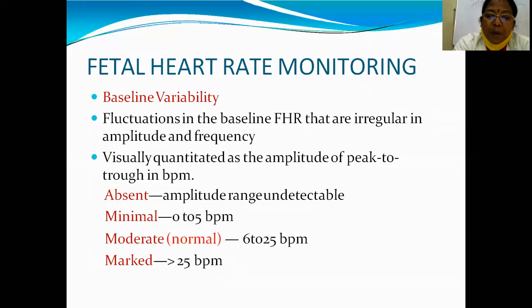Then baseline variability. When we are auscultating with the Doppler or stethoscope, we don't see the same heart rate all the time. It keeps changing. So these are fluctuations in the baseline fetal heart rate that are irregular in amplitude and frequency. Both amplitude and frequency are irregular. We usually visualize it as peak and trough.